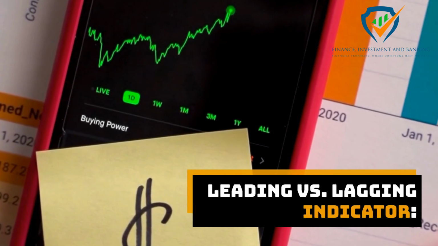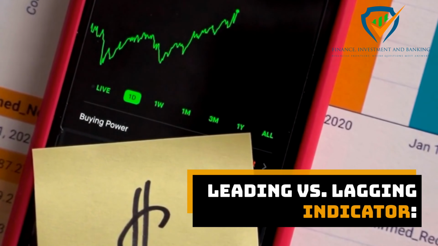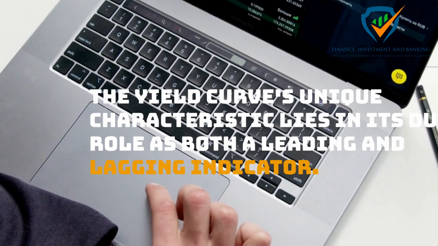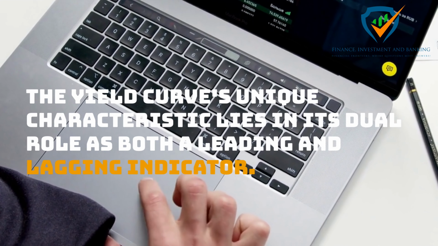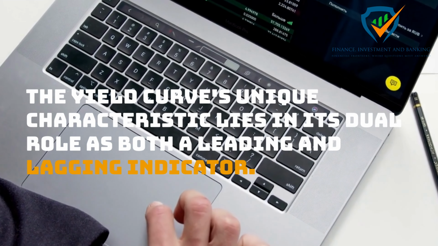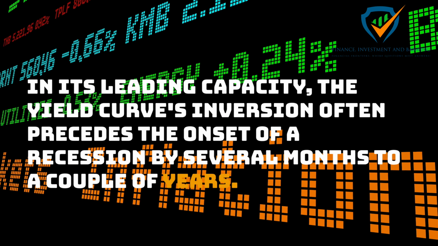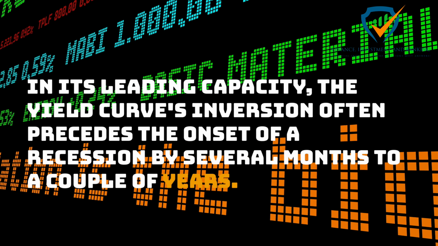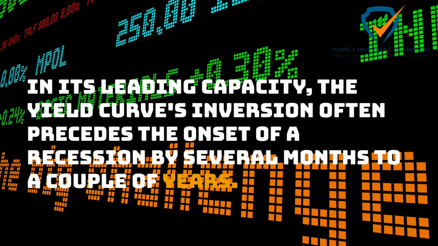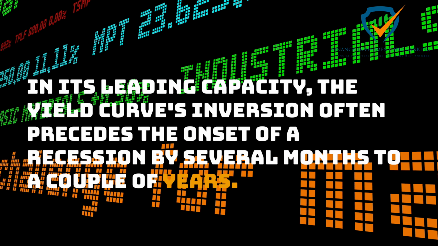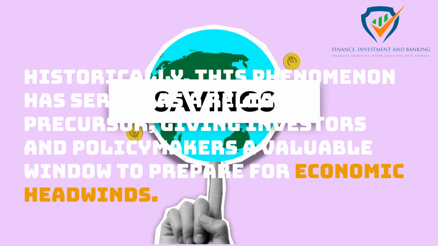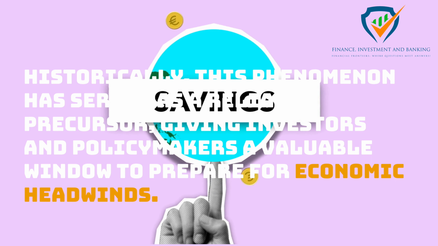Leading versus lagging indicator. The yield curve's unique characteristic lies in its dual role as both a leading and lagging indicator. In its leading capacity, the yield curve's inversion often precedes the onset of a recession by several months to a couple of years. Historically, this phenomenon has served as a reliable precursor, giving investors and policymakers a valuable window to prepare for economic headwinds.